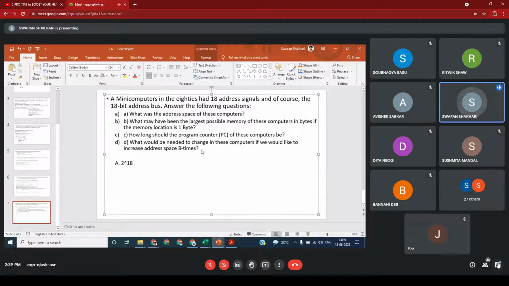So from bits you can convert it to KB. So 2 to the power 10 multiplied by 256. So 2 to the power 10 plus 8, so 2 to the power 8 equals 256 KB. For B, 32 KB.